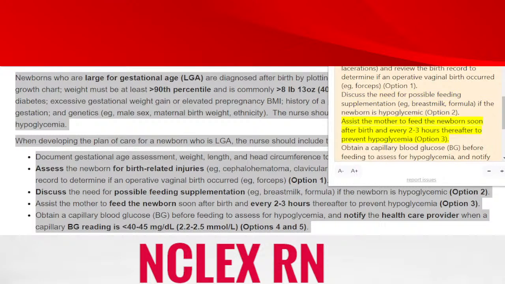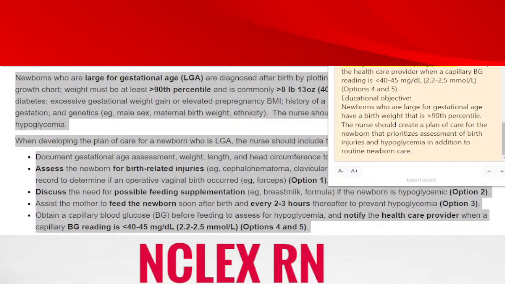Assist the mother to feed the newborn soon after birth and every 2 to 3 hours thereafter to prevent hypoglycemia, option 3. Obtain a capillary blood glucose (BG) before feeding to assess for hypoglycemia, and notify the healthcare provider when a capillary BG reading is less than 40 to 45 mg/dL (2.2 to 2.5 mmol/L), options 4 and 5. Educational objective: newborns who are large for gestational age have a birth weight that is greater than the 90th percentile. The nurse should create a plan of care for the newborn that prioritizes assessment of birth injuries and hypoglycemia in addition to routine newborn care.